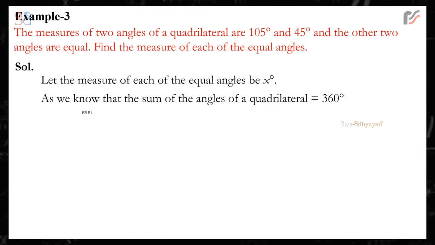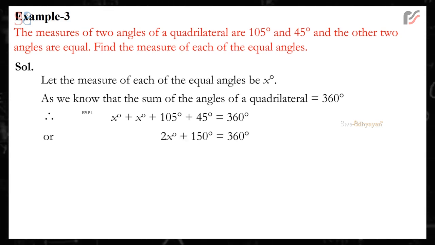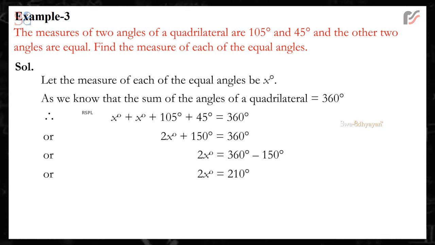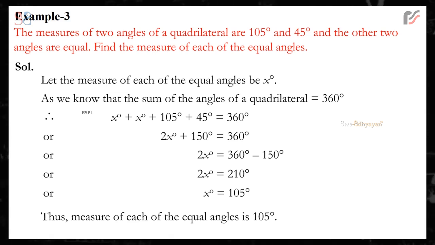As we know that the sum of the angles of a quadrilateral is equal to 360°, therefore, x° + x° + 105° + 45° = 360°, or 2x° + 150° = 360°, or 2x° = 360° - 150°, or 2x° = 210°, or x° = 105°. Thus, the measure of each of the equal angles is 105°.